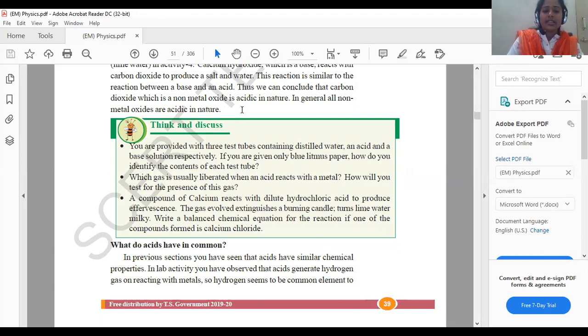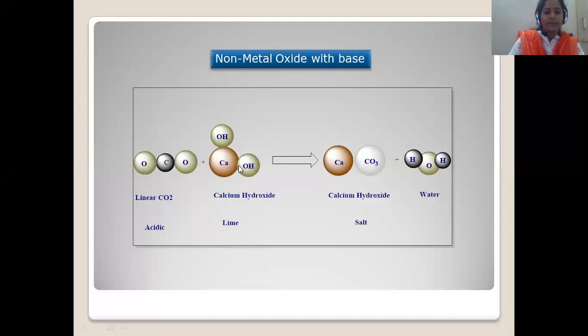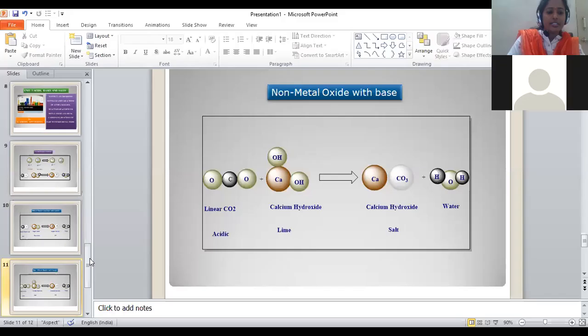Now, think and discuss kind of questions. You are provided with 3 test tubes. I am taking 3 glass test tubes. One test tube has distilled water, the second has acid, the third has base. If you are given only blue litmus paper, what kind of observation can you see? By using only blue litmus paper, how can we distinguish acid, base, and neutral substance? So let us see how it is possible.